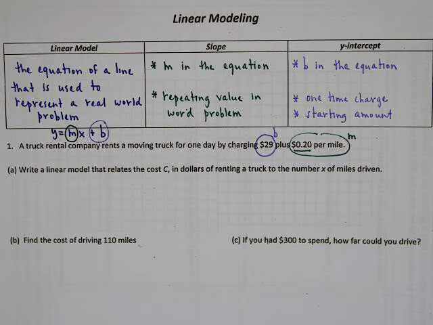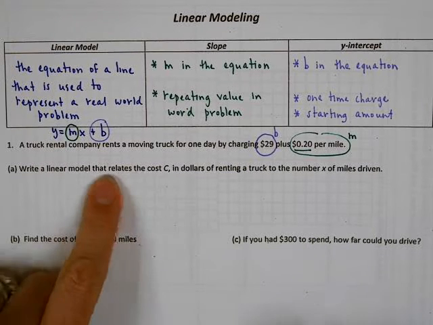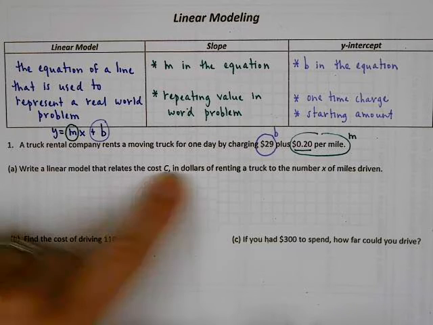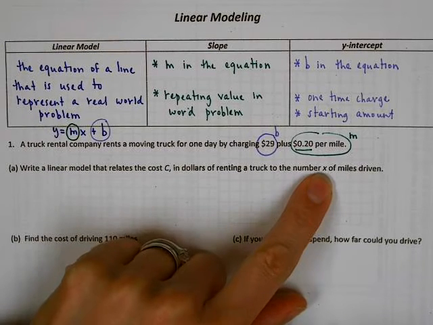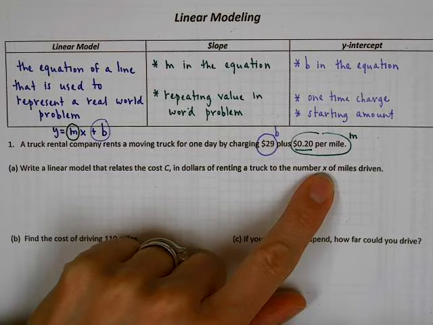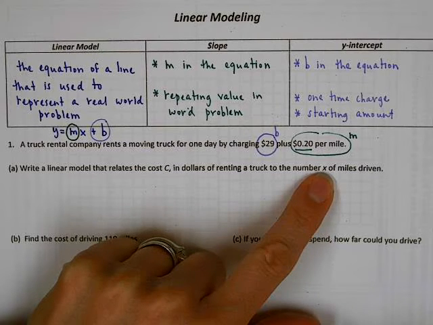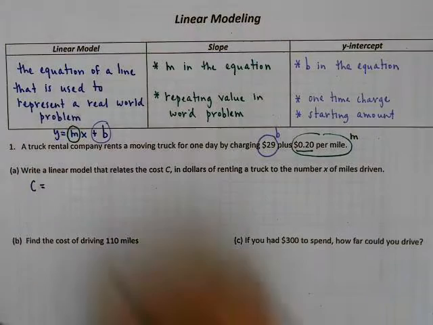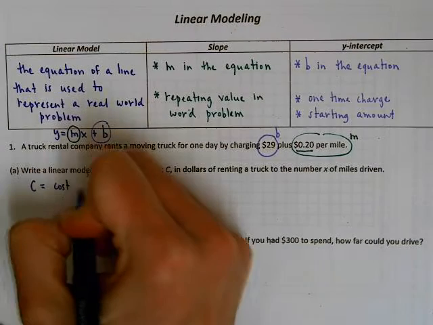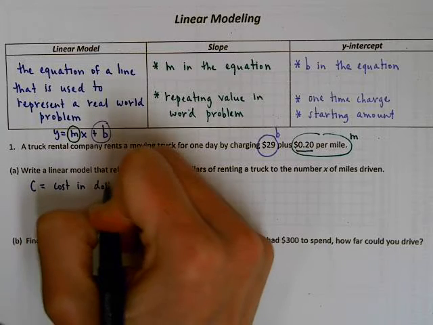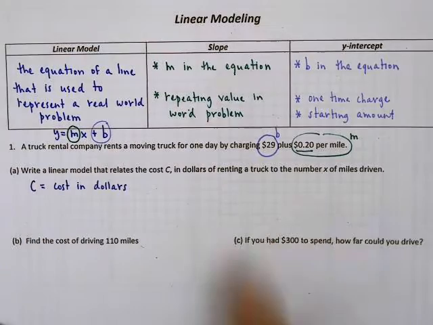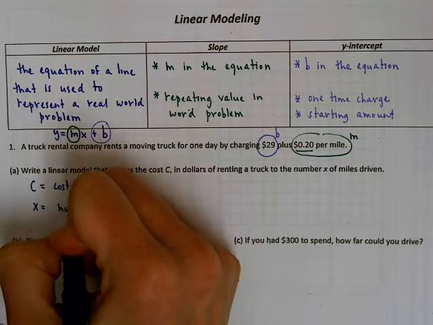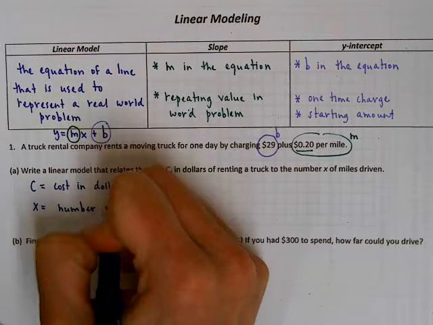All right, so part A asks us to write a linear model that relates the cost, C, in dollars, of renting a truck to the number x of miles driven. So the first thing I want to do is identify my variables here. So I know that C is equal to the cost in dollars. And they've also told me that x is the number of miles driven.